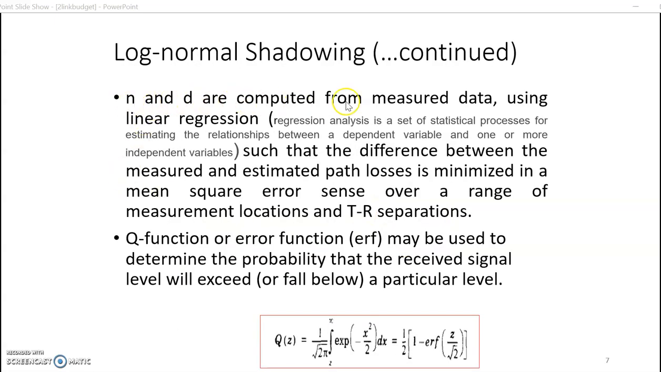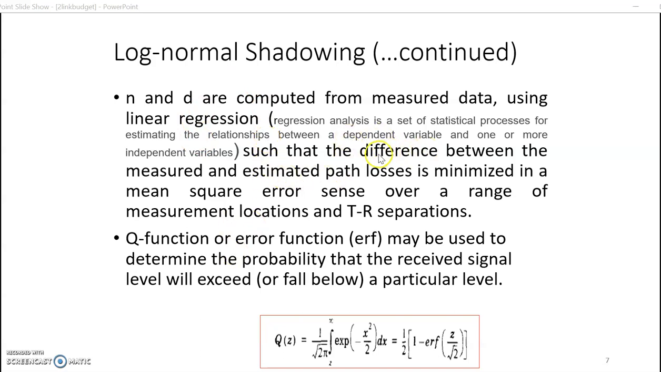How n and d are computed from the measured data by using linear regression. So, what is linear regression? It is an analysis of a set of statistical processes, used in order to find out the relationship between a dependent variable and one or more independent variables. So, actually this regression computes the relationship between the dependent and independent variable.